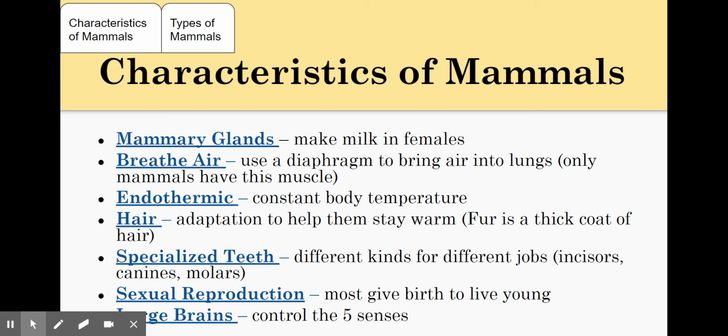Fur is a thick coat of hair. They have specialized teeth, different kinds for different jobs: incisors, canines, and molars. And there's sexual reproduction that can give birth to live young. Also, mammals have large brains to control the five senses.